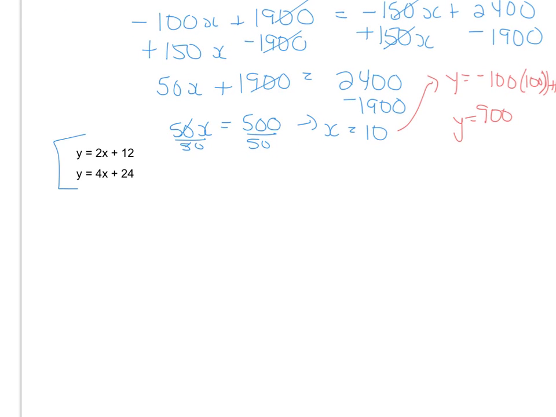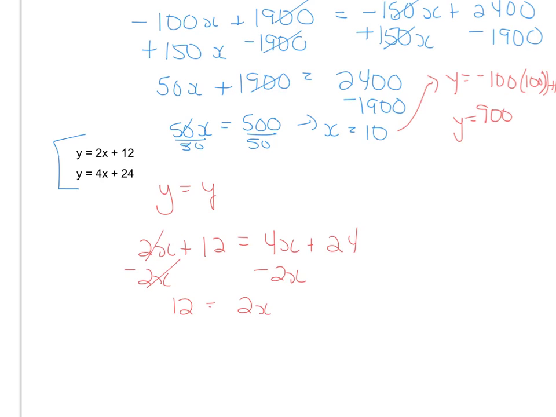So here again we have two function forms. We have two y equals. So we have to do y equals y. So 2x plus 12 is equal to 4x plus 24. We want to combine our like terms. So we want all the x's to be on the same side of the equal sign. So 12 is equal to 2x plus 24.